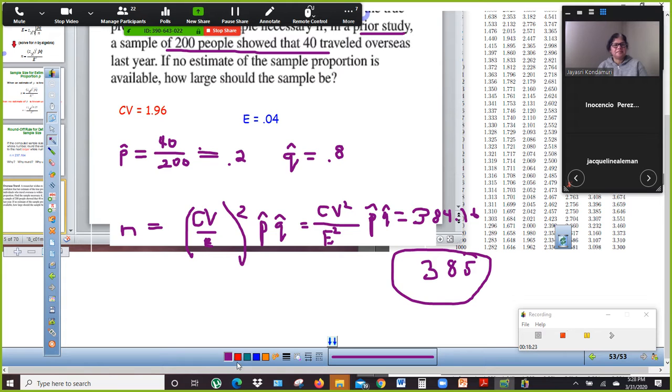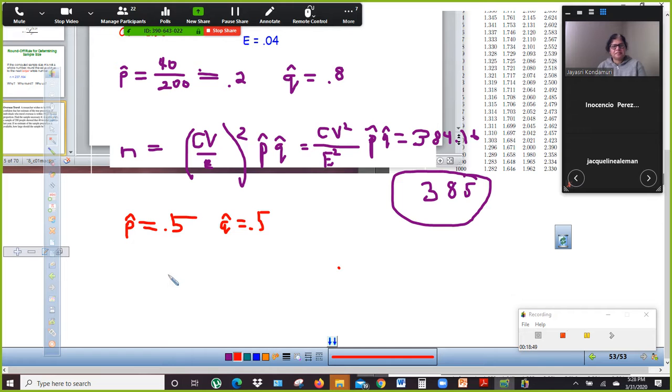Okay, so for the second one, my p-hat and q-hat are going to be slightly different. I can't assume anything, so I'm just going to use p-hat and q-hat equaling 0.5. And if you do that, you plug those into the same exact problem. So then your n is going to equal my critical value, 1.96.